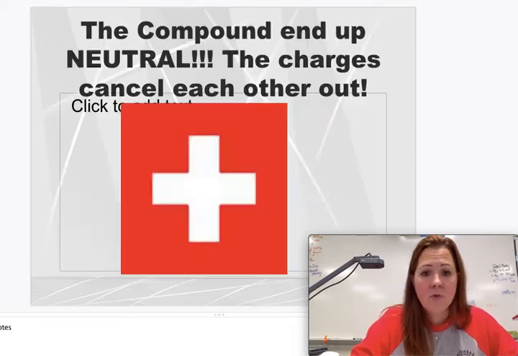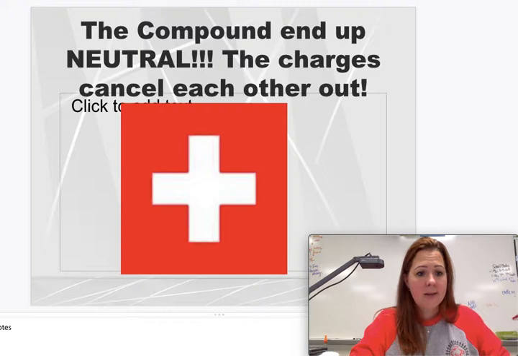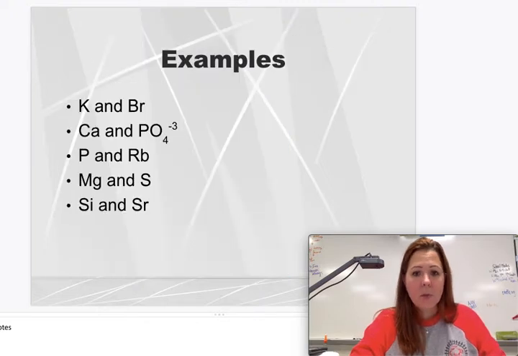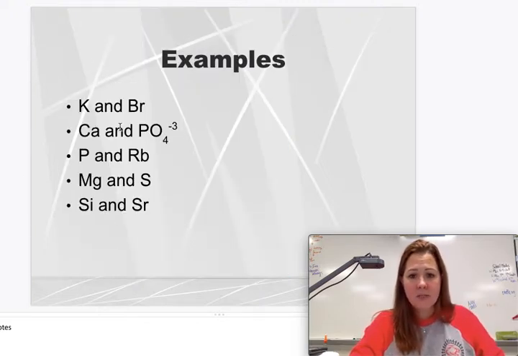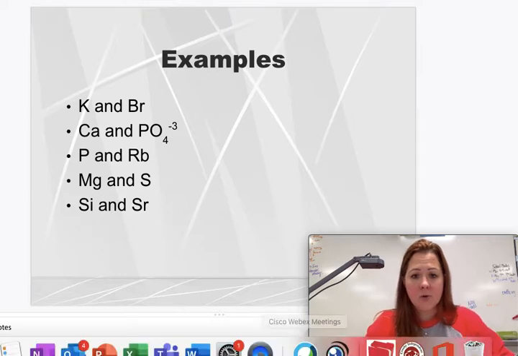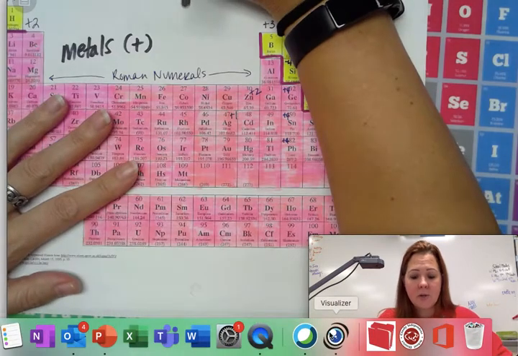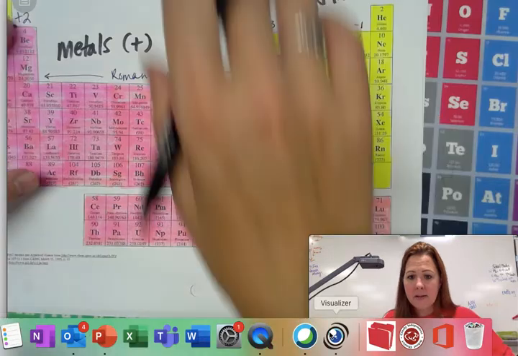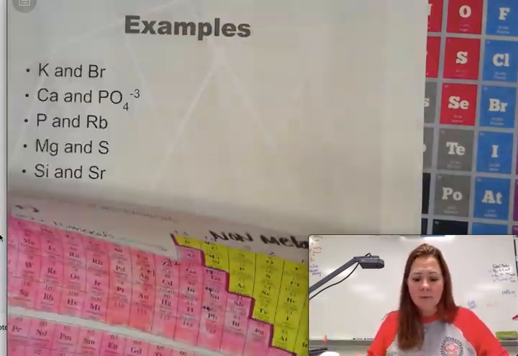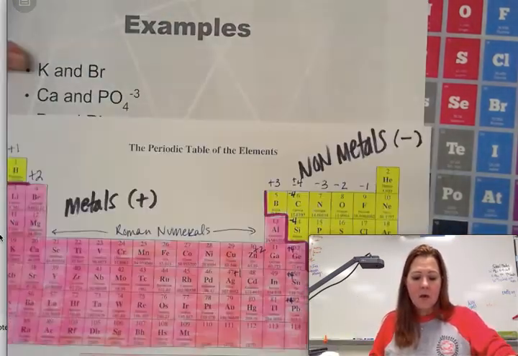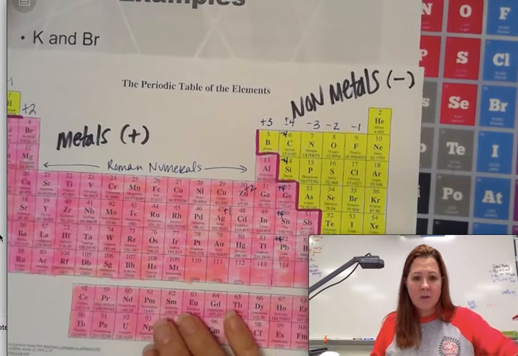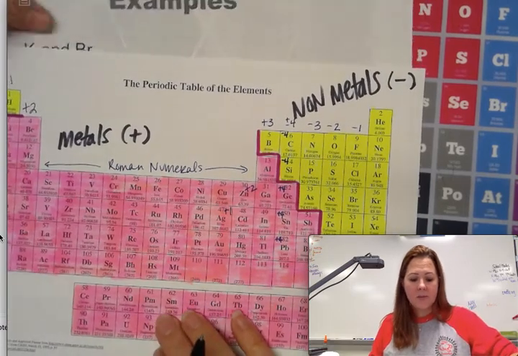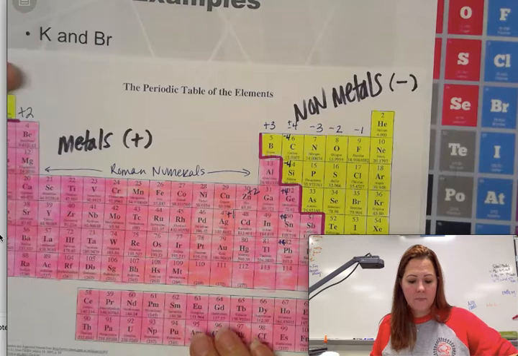So with your swap and drop, I have a few examples that we're going to do. With these examples, I printed them out and I have my periodic table here. So I'm going to again switch over to my camera and we're going to do these examples. Some of these have polyatomic ions in them. Some of them do not. But this one, you have K and Br. K is potassium, Br is bromine.